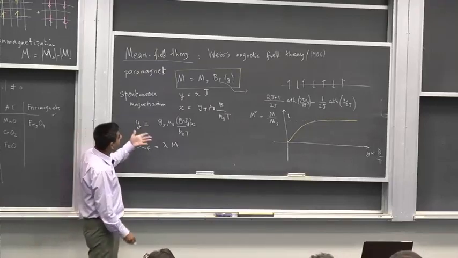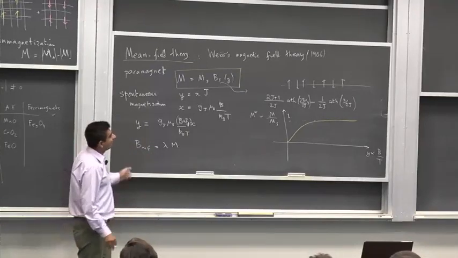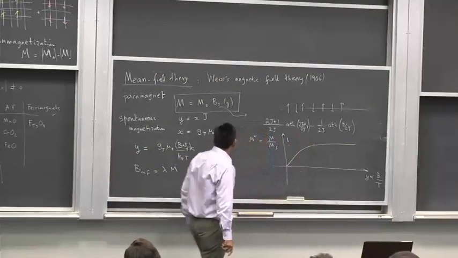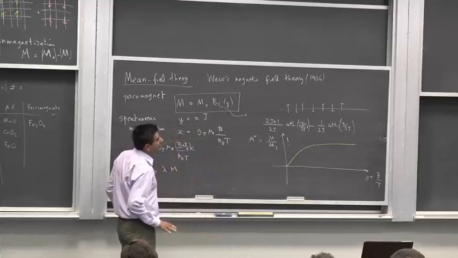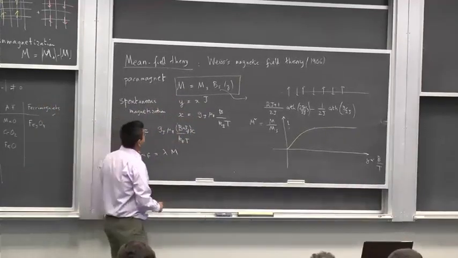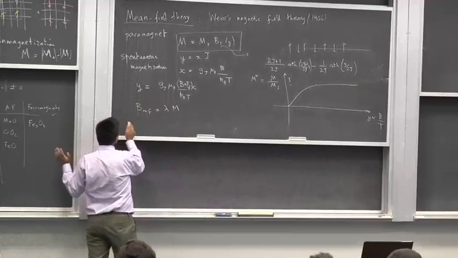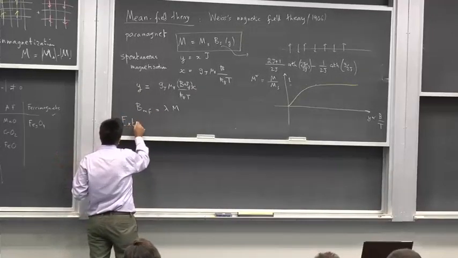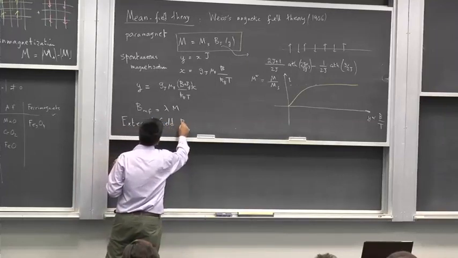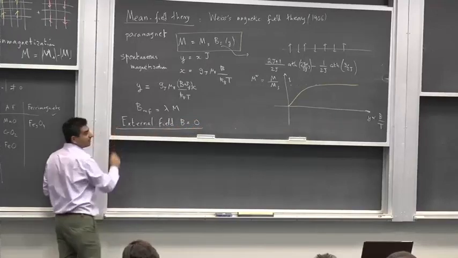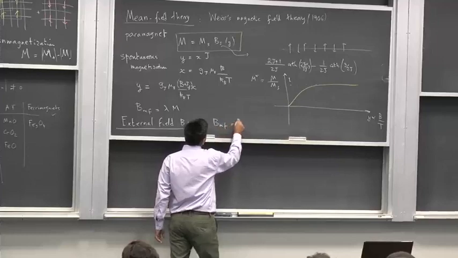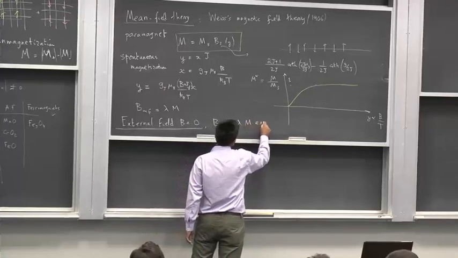So now this is our new y. This new y would also appear here. So now we have one scenario. One scenario is, suppose a ferromagnetically ordered material is placed inside an external field which is 0. External field B is 0, which means only BMF, equal to lambda M, exists.